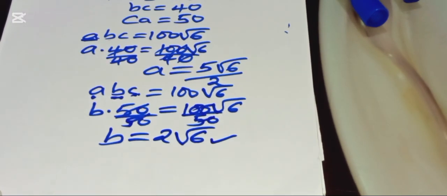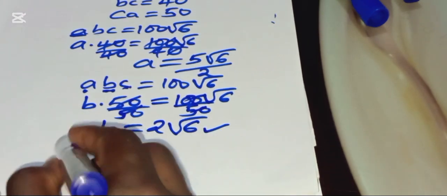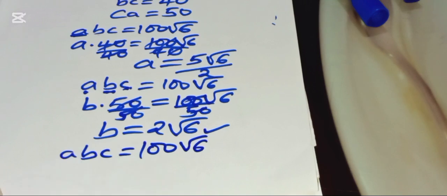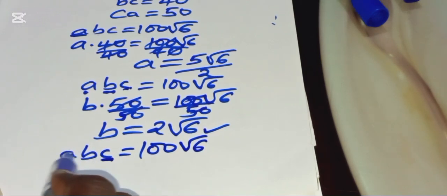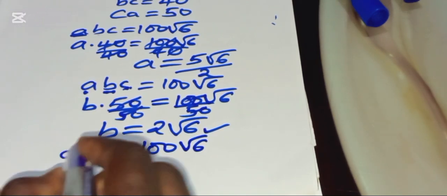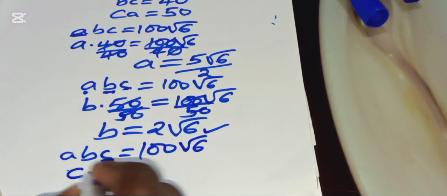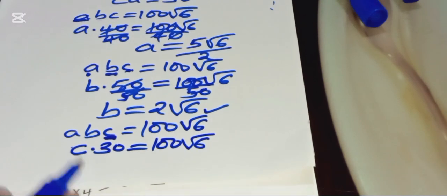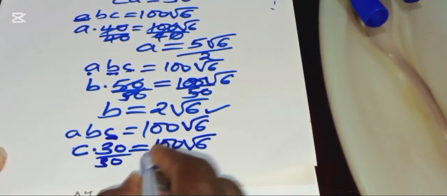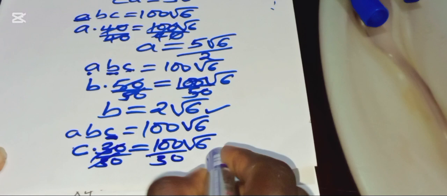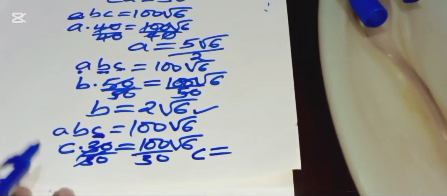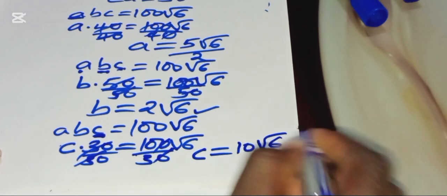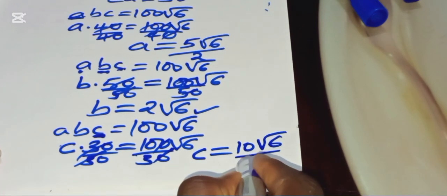Let's determine the value of C. So we have A times B times C equal to 100 square root of 6. To determine the value of C, we substitute the value of AB, which is 30. So this is C multiplied by 30, equal to 100 square root of 6. So we divide both sides by 30, so that the value of C is equal to 10 square root of 6 divided by 3.